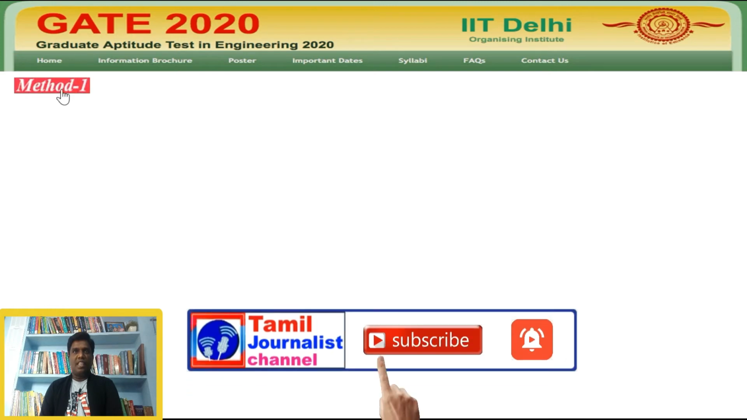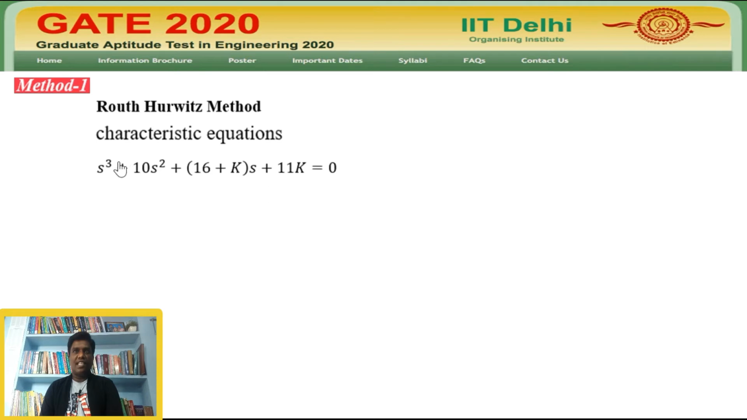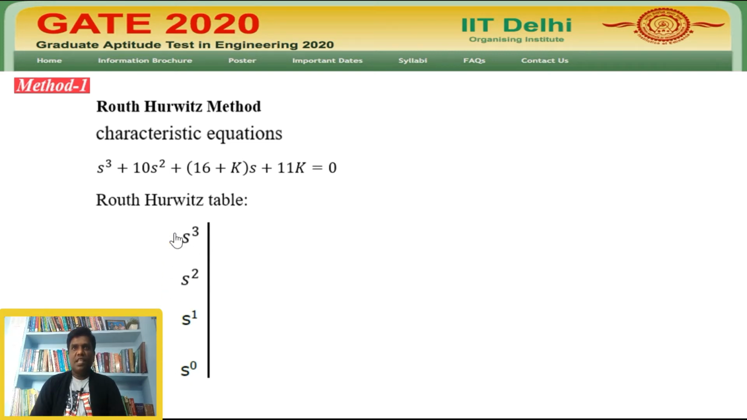First, we will go with method 1, by Routh's concept. Basically, this method requires the characteristic equation. That equation we already found. That characteristic equation is s cube + 10s square + (16 + K)s + 11K = 0. Now apply this characteristic equation on Routh's table. According to Routh's method, by using the order of the s powers in the characteristic equation, we can formulate Routh's column in this manner. This column is based on the availability of the s power terms in the characteristic equation.